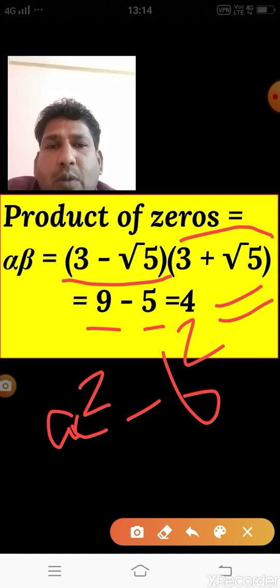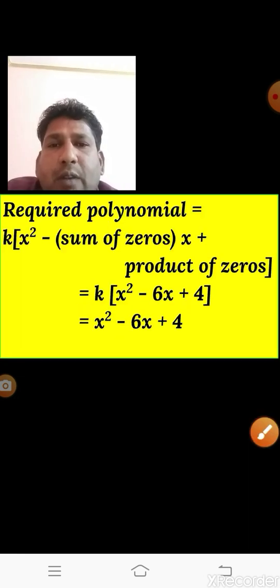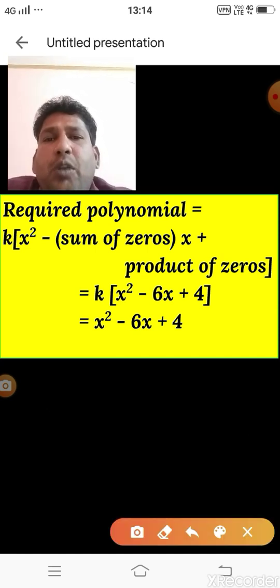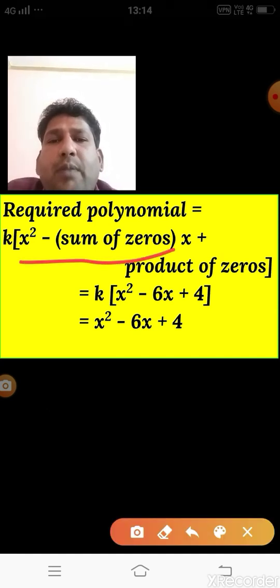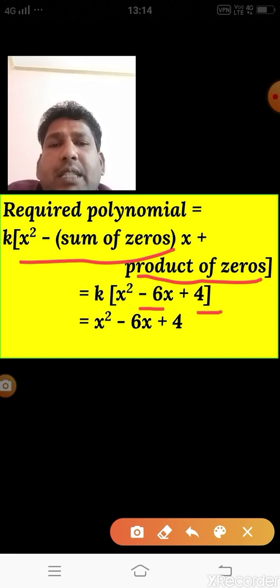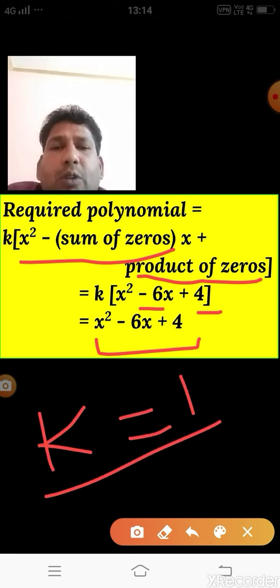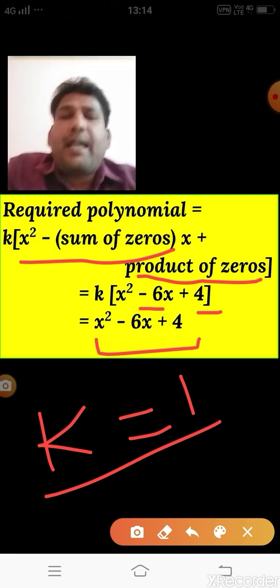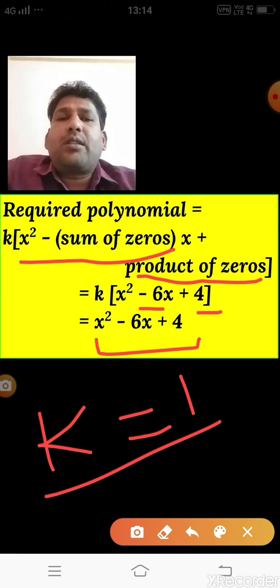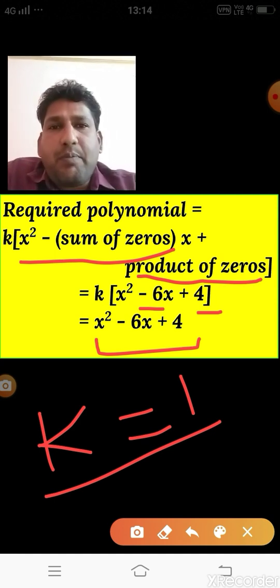The sum of zeros is given as 6 and the product of zeros is 4. With both values we can form the quadratic polynomial, because we know the relation k into x square minus sum of zeros into x plus product of zeros. Putting in the values, if we take k equal to 1, we get the required quadratic polynomial x square minus 6x plus 4. For this polynomial, one zero is 3 minus root 5, and the other is 3 plus root 5.